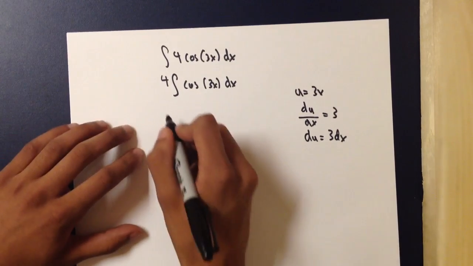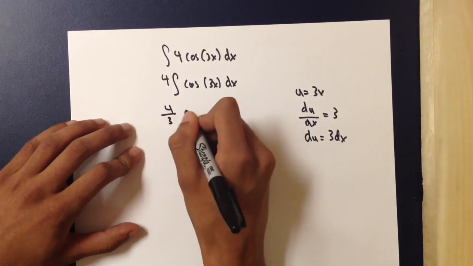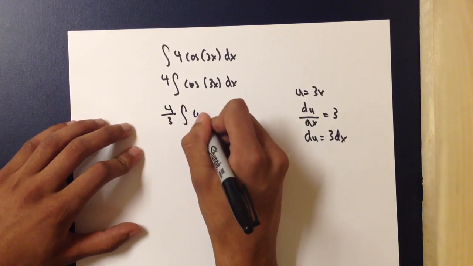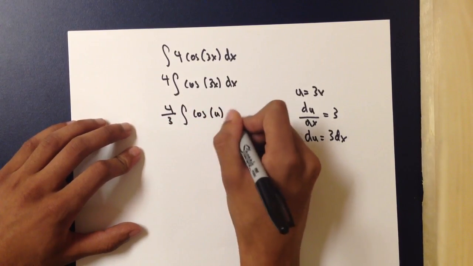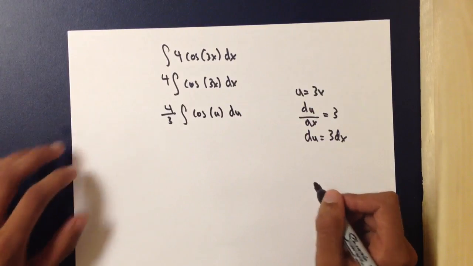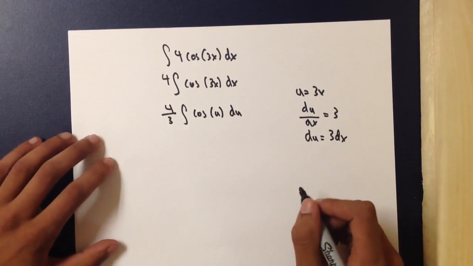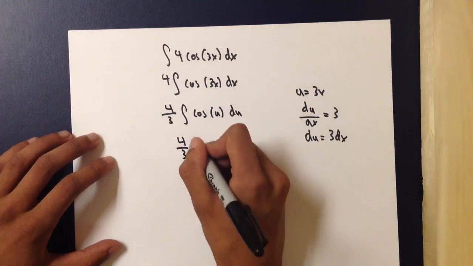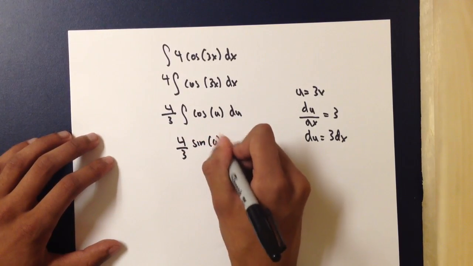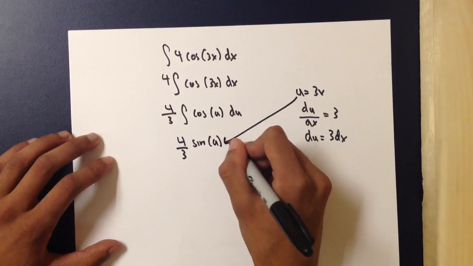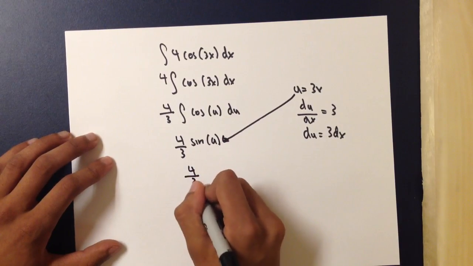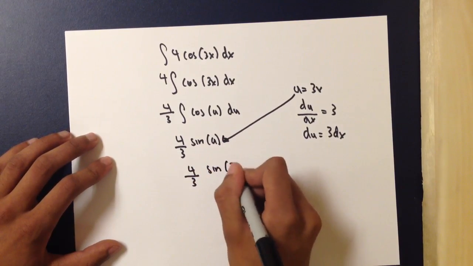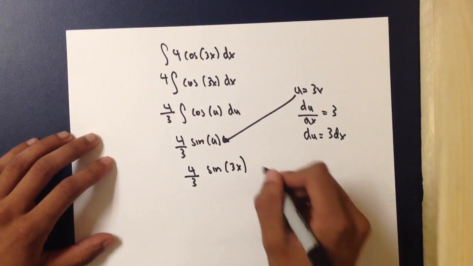So, by doing this, you have 4/3 the integral of cosine u du. Now, cosine u du is something that we know how to integrate. The integral of cosine is sine. So now we have 4/3 sine u. Now we plug this u back into here, and we get 4/3 sine 3x plus c.